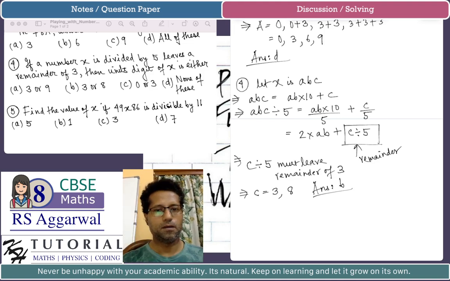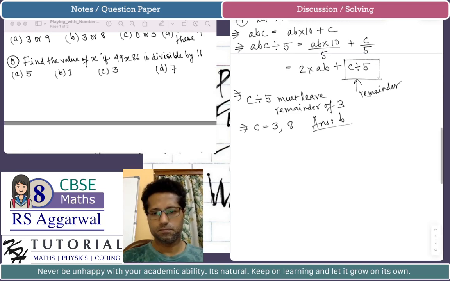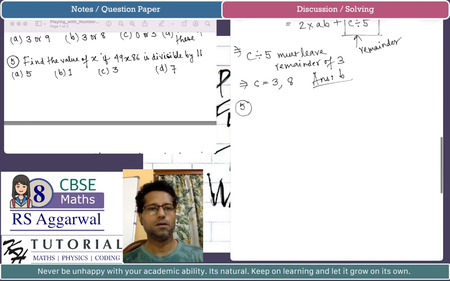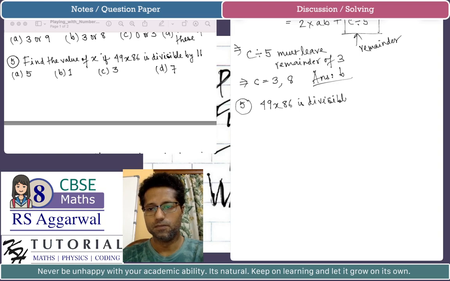Okay, let's do problem number 5. Find the value of x if 49x86 is divisible by 11. So it is given that the number 49x86 is divisible by 11. Then we have to find the digit x.